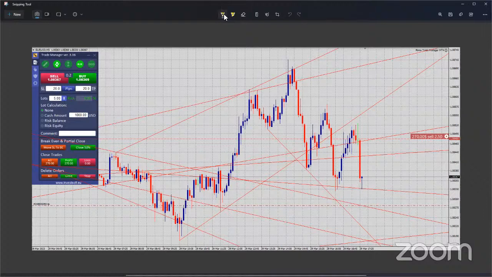So with this trend line right here, you can see where price is rejecting exactly from my trend line. Here's where my TP is, so my TP is at another trend line. You can see I'm at break even. My trade is at break even.